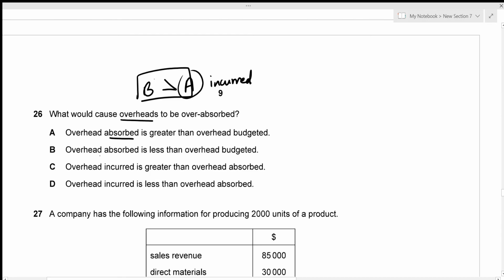So we can conclude that option A and option B are incorrect. And the third option is that the overhead incurred is greater than the overhead absorbed. That's actually the opposite. We're looking at overhead incurred is less than overhead absorbed, which is given in option D. So the correct answer is going to be option D.